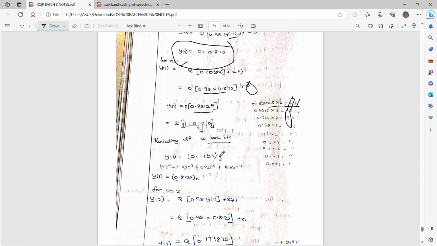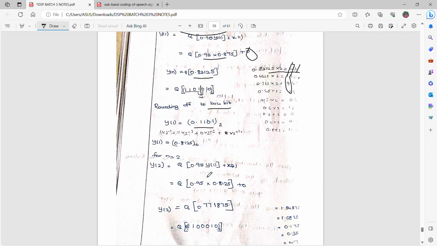Now rounding off, b is equal to 4, so let us consider only 4 bits after the point. So let us take the first 4 bits, that is 1101. Here it is taken as 1101. Now this is binary, so we should convert it into decimal. For the bits after the point, we consider 2 power minus 1, 2 power minus 2, 2 power minus 3. So that is 1 into 2 power minus 1 plus 1 into 2 power minus 2 plus 0 into 2 power minus 3 plus 1 into 2 power minus 4. Sorry, now we have converted the binary value to decimal.